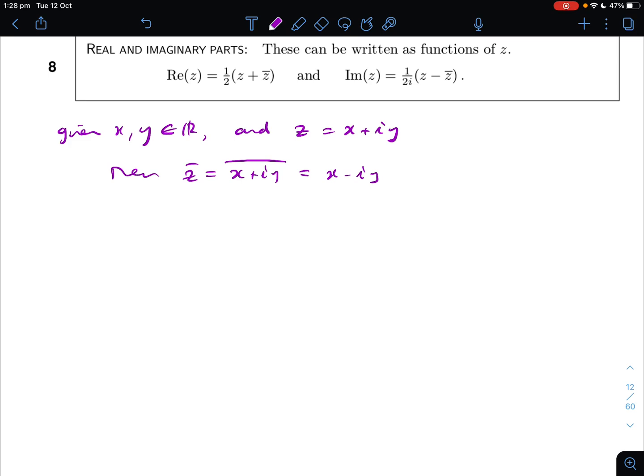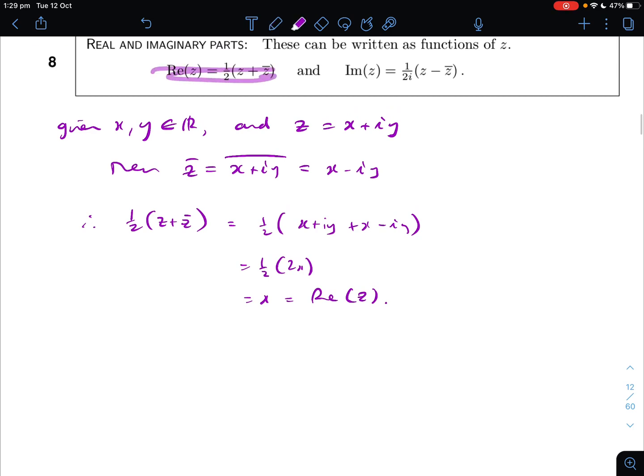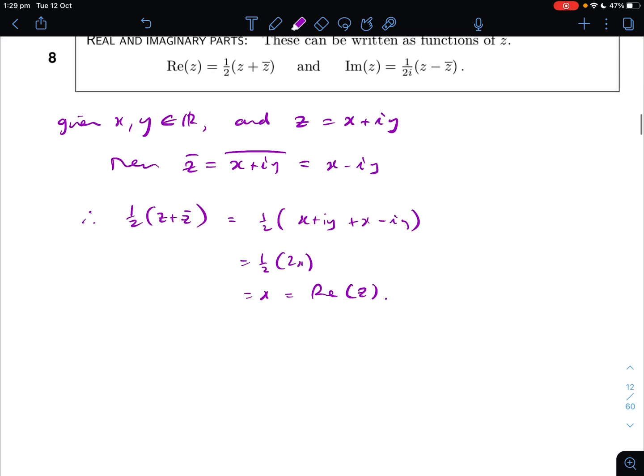Okay, so just say, therefore, what is a half times z plus z conjugate? You get a half times x plus iy plus x minus iy, which is a half of 2x, which is x, which is the real part of z. Okay, that's relatively obvious. That's that first idea here. To get the real part, you can add a number and its conjugate and halve it.